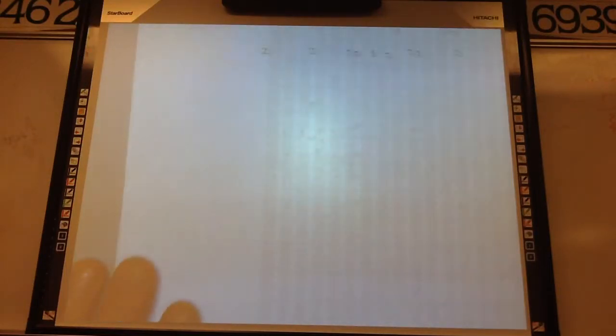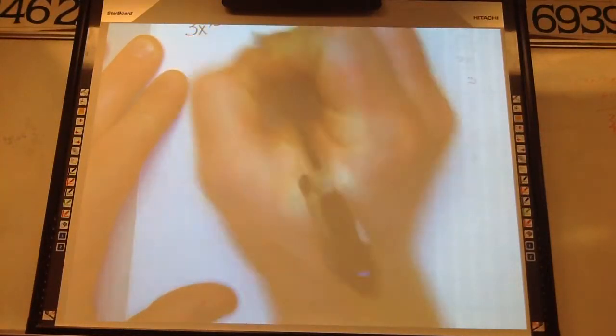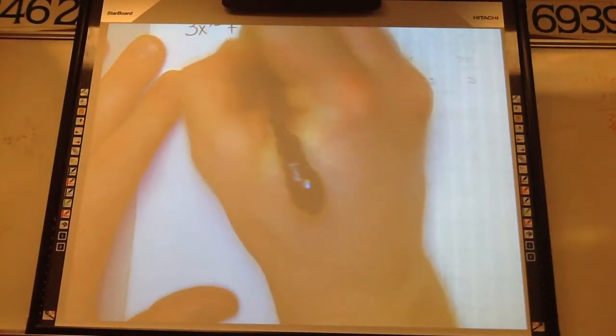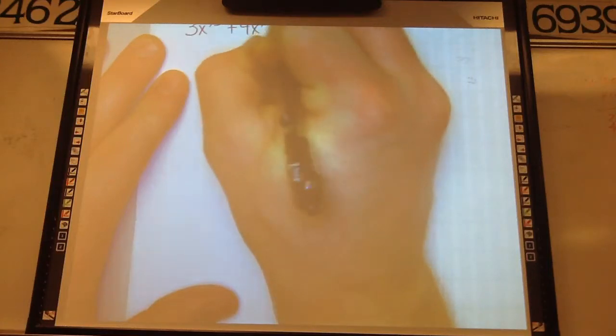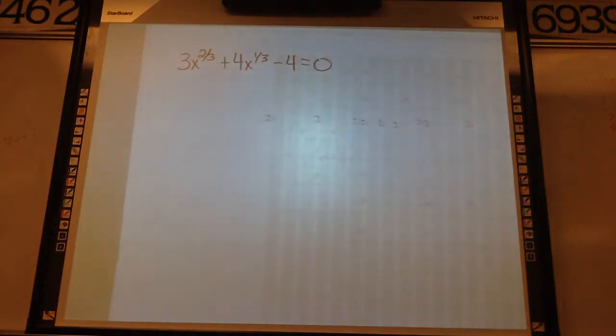Ready for another similar one? Where'd it go? There it is. We can't see. It's similar, I promise.